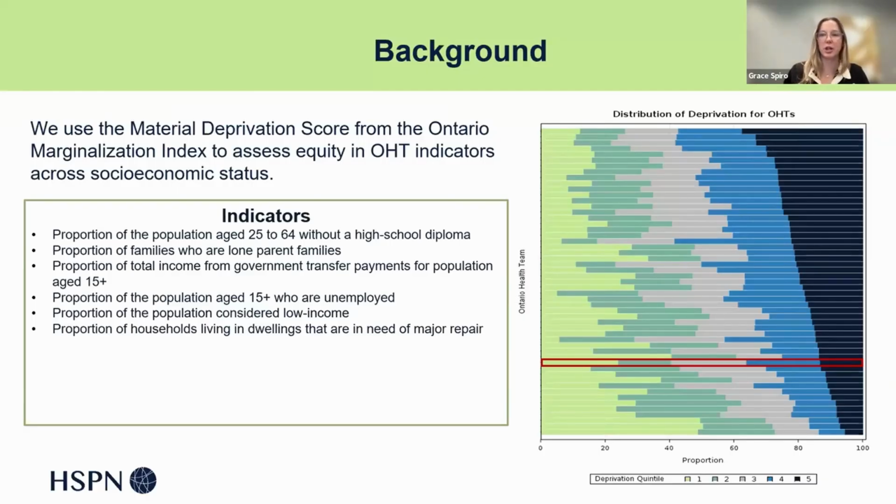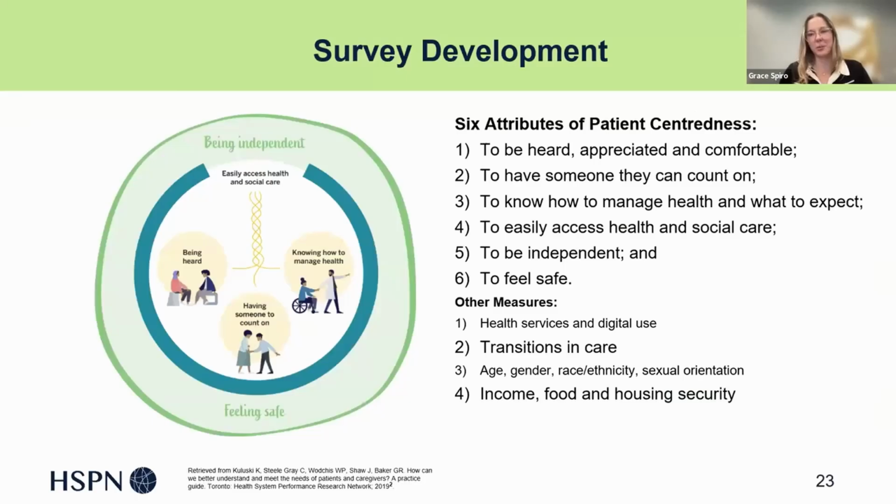That dark blue bar represents the most deprived or disadvantaged. And with the red box highlighting the OHT in this case study, we can see that they fall toward the bottom of the graph, or are relatively from a more affluent population. Walter mentioned previously that this patient health experience survey was developed using Carey Kolesky's model here.